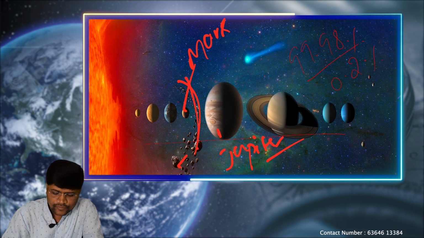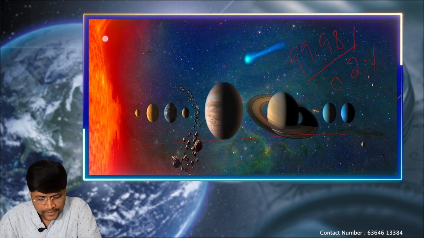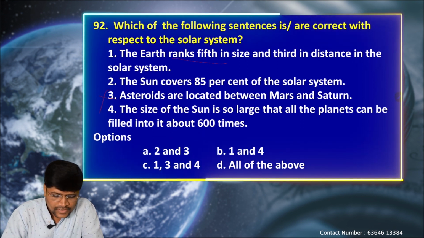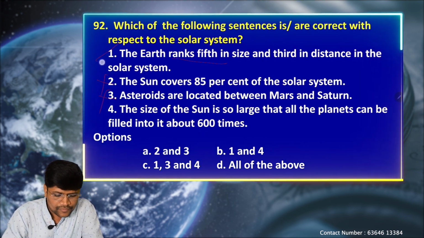Okay, asteroids are found between Mars and Jupiter. That's why the third statement becomes wrong. The second one is also wrong. Only the first statement is correct.